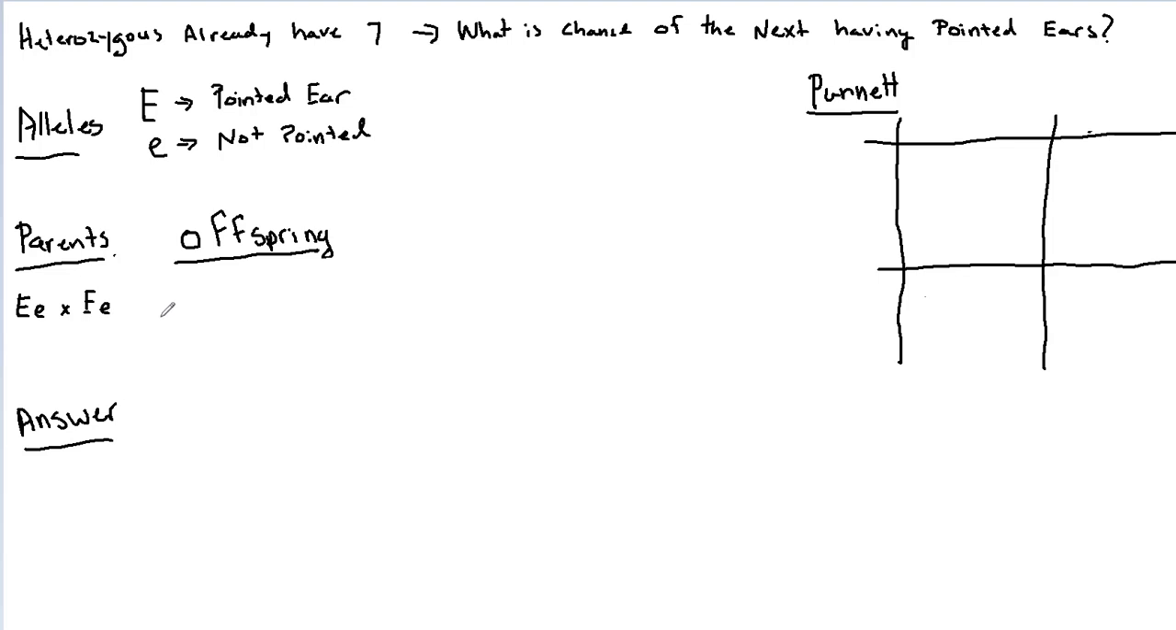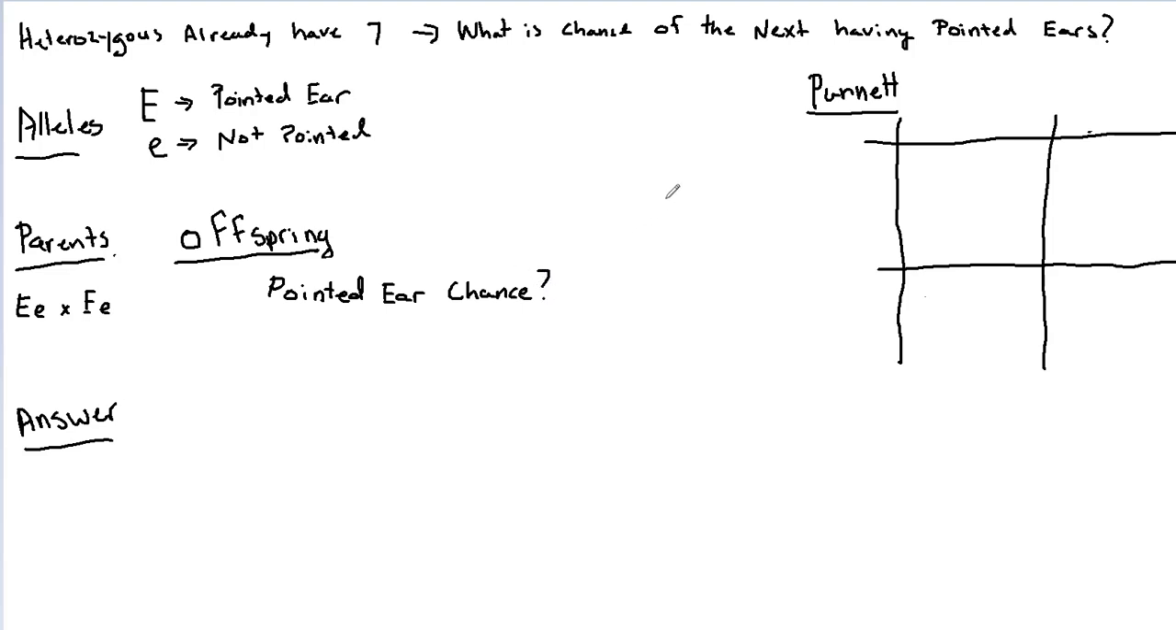The point is, though, those offspring are already born, so we're just really looking at one birth. It wants to know the next one, the 8th. We just need to figure out what the chances are of that being pointed ear. So we want to know if we can get a pointed ear on the next. Pointed ear, chance. That's basically what we're looking for.